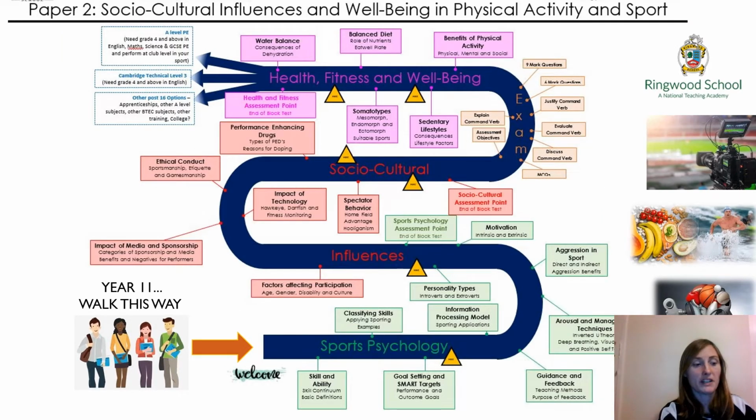In Year 11, we consider the social cultural influences on sport, including information processing, motivation, the impact of the media and technology, drugs in sport, diet and healthy lifestyles. The course leads on quite nicely to our A-level PE, which is offered in 6th form.